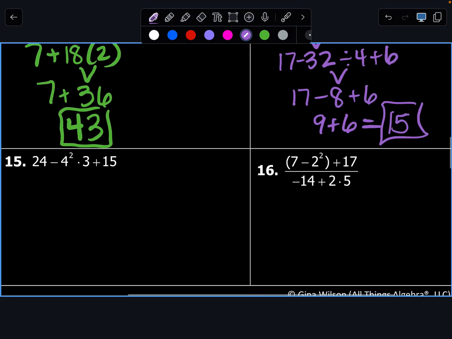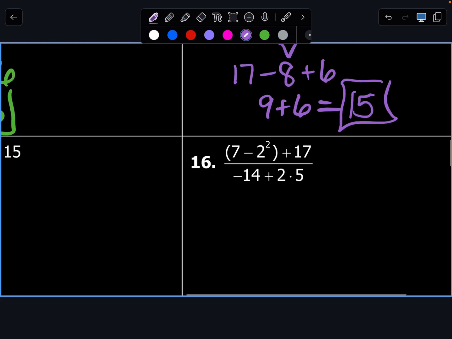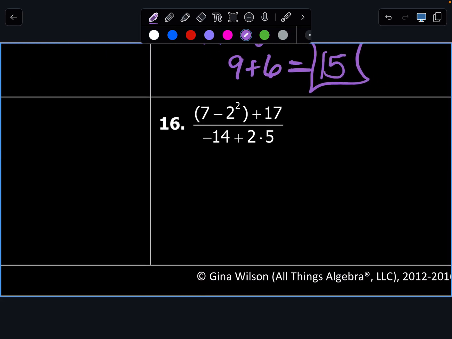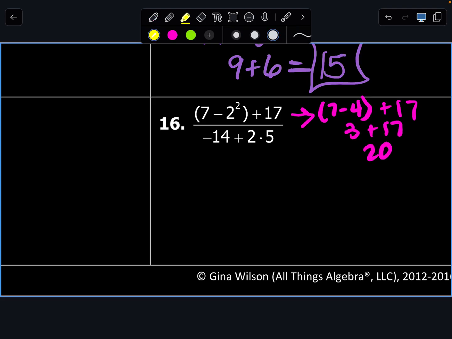I don't think we need to do number 15, but let's take a look at 16. When we have a fraction, it's just 2 problems you're solving. You solve the top, you solve the bottom, and then you simplify, okay? So we have the first part, 7 minus 2 squared. What do we do first? So 7 minus 4 plus 17. What's 7 minus 4? 3. Plus 17? 20. So in the numerator, our answer is 20.